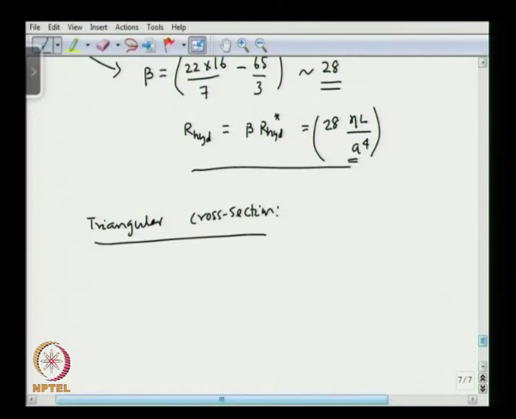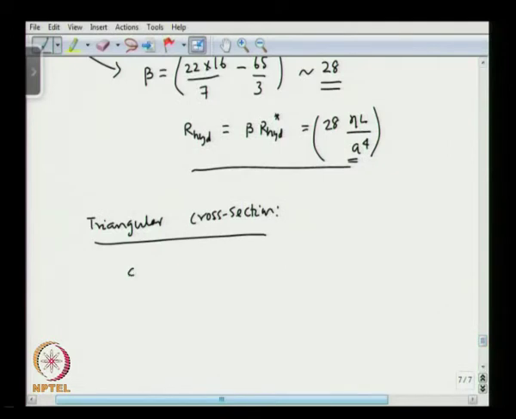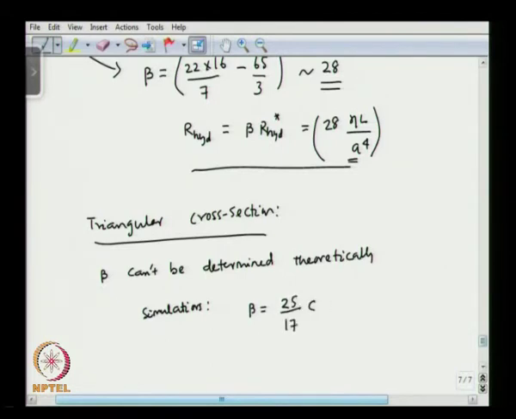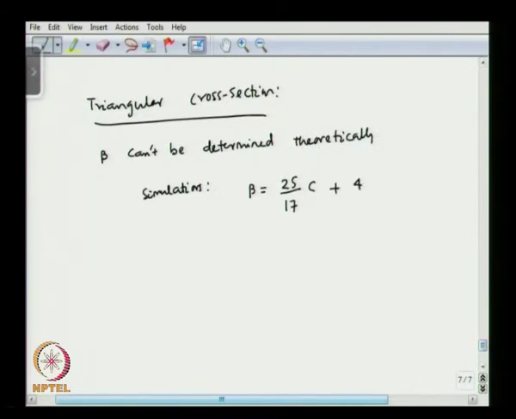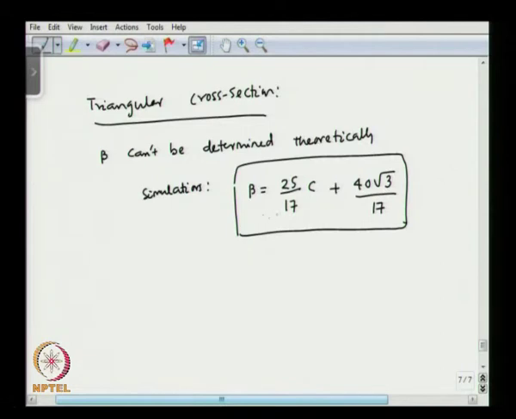So, for a triangular cross section, we do not have an explicit expression for beta. Beta cannot be determined theoretically, and using simulations, beta is found to be 25 divided by 17 times C plus 40 square root of 3 divided by 17. So, this is how beta is related to compactness for a triangular cross section.